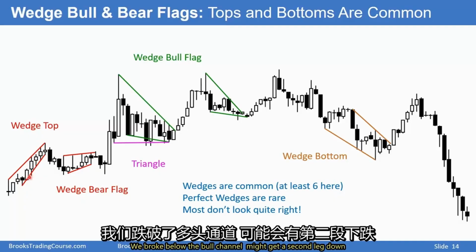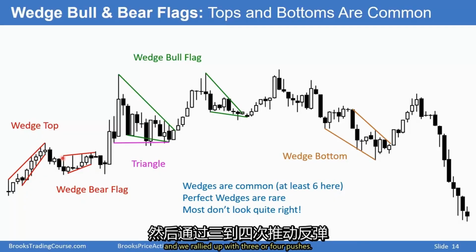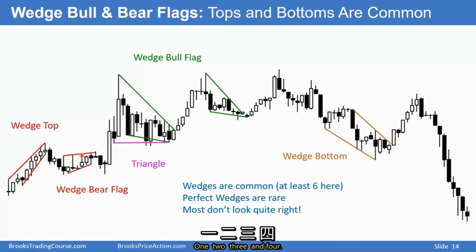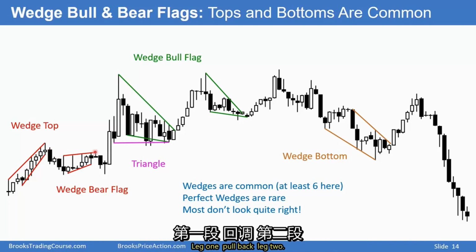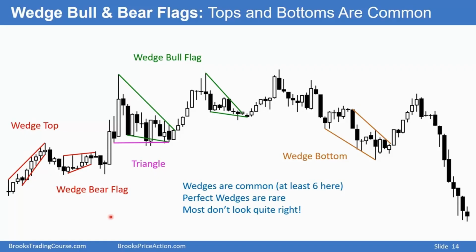We broke below the bull channel, might get a 2nd leg down, and we rallied up with 3 or 4 pushes, 1, 2, 3, and 4. This is a wedge bear flag, and we got a small 2nd leg down. Leg 1, pull back, leg 2.